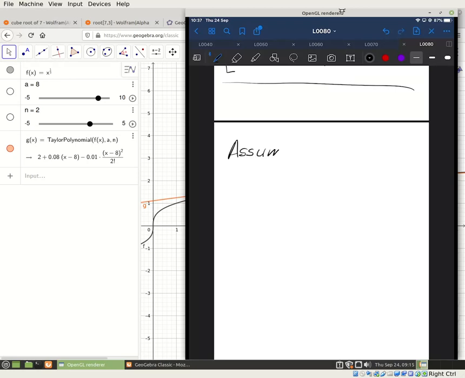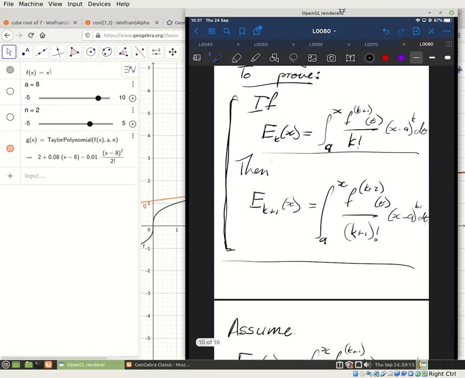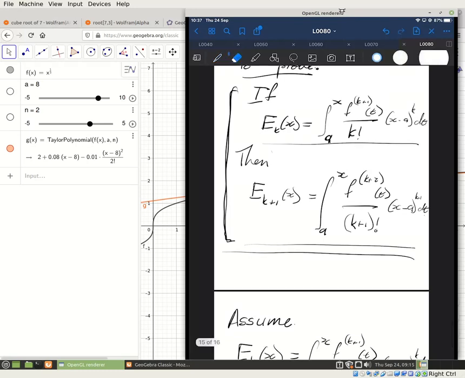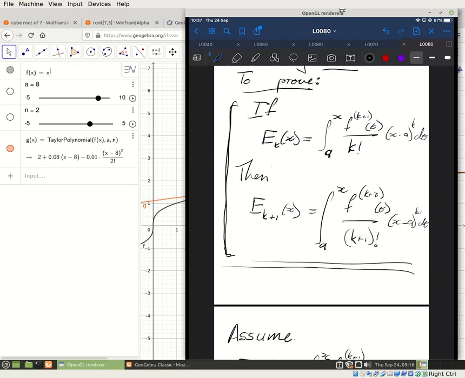So assume that ek of x is equal to the integral from a to x of f^(k+1)(t) over k factorial times (x minus t) to the power k dt. So why are we making this assumption? Because we're trying to prove this implication. So if this statement is true, then that statement is true. So we assume the hypothesis, and now we want to show that this statement is true.